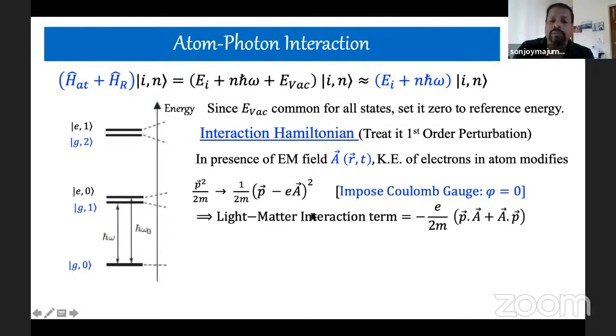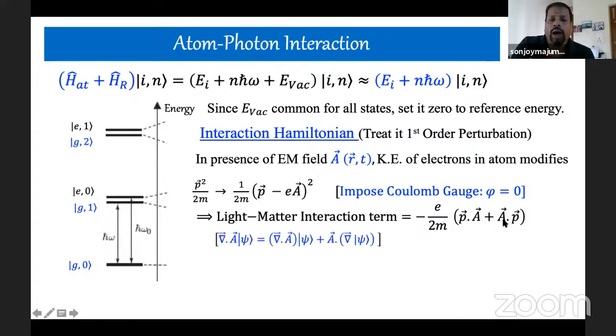You will get, apart from p squared by 2m, which is the kinetic energy term, and A squared terms, which are the self interaction of light, a term which is the interaction between matter, the electron, and the light. That means you will get p dot A terms. So you will have e by 2m as the prefactor times (p dot A minus A dot p).